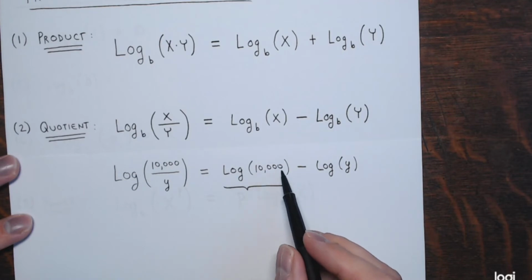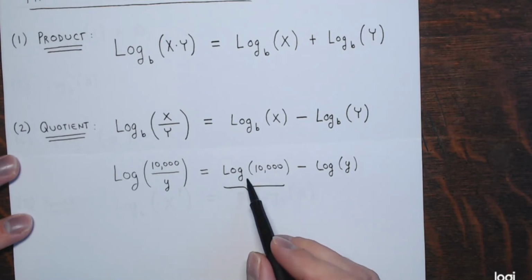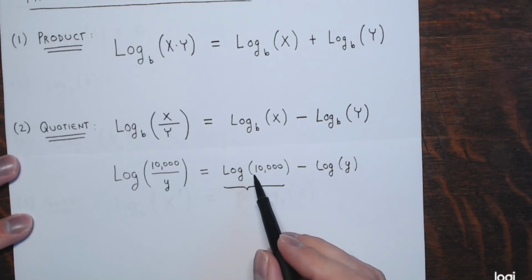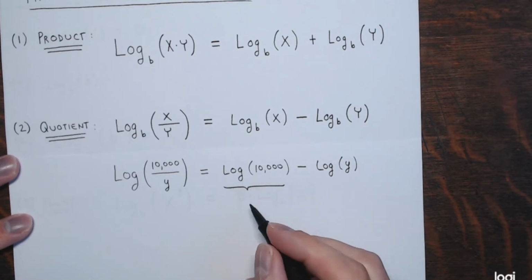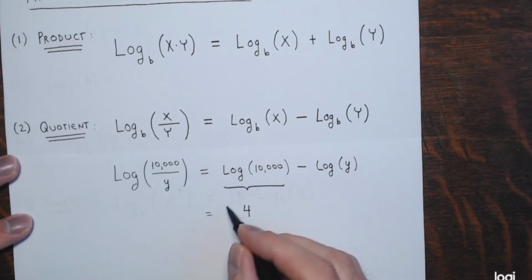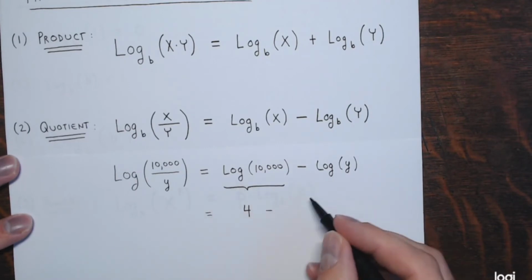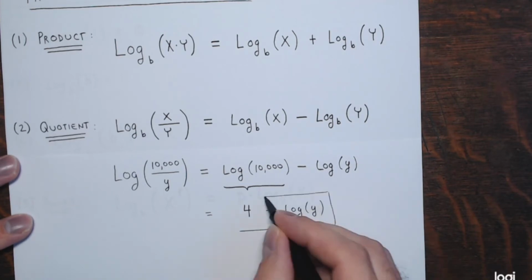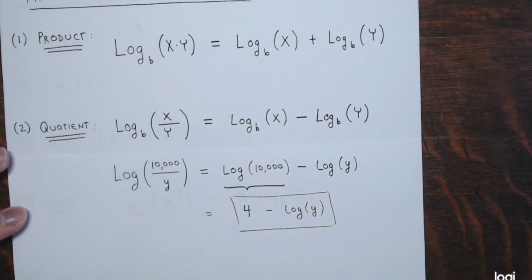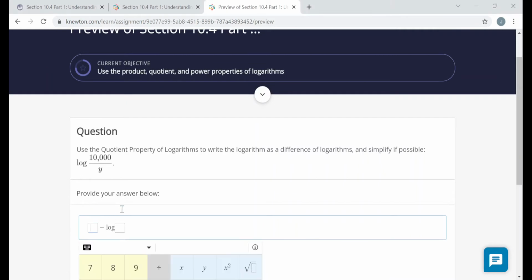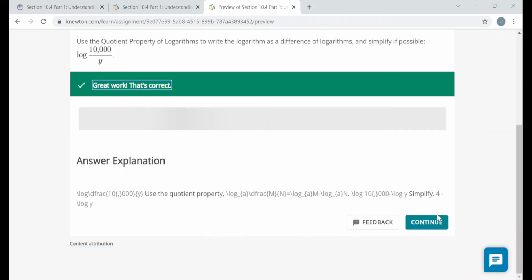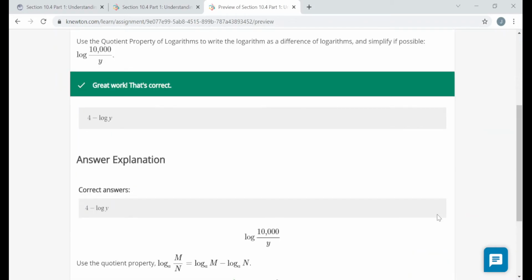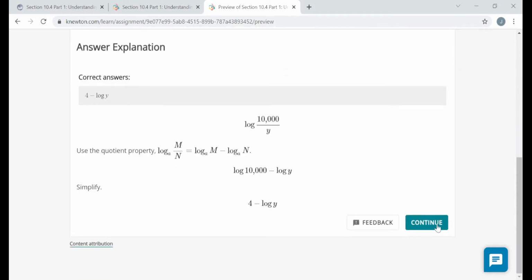Once again, 10,000 is a nice power of 10. 10 to what power is 10,000? Well, that's the fourth power. Alright, so the log of 10,000 is 4, minus, and then the log of y I'm just going to keep as the log of y. And there we go, that's what we're asked to enter in our answers. So 4 minus the log of y. Great. And again, please read through your answer explanations. And that should be it.